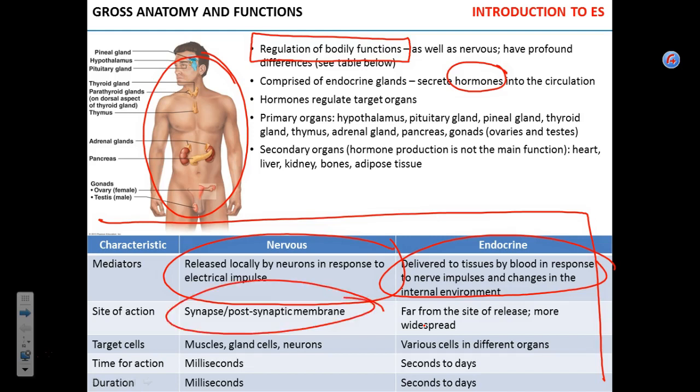Site of action, we talked about it: nervous system, synapse between two neurons. Again, the endocrine system can be everywhere. Look, the pancreas is about right here. It will act on the muscles that can be in your leg. Make sense? What do they act upon?